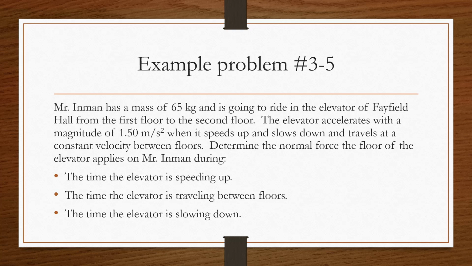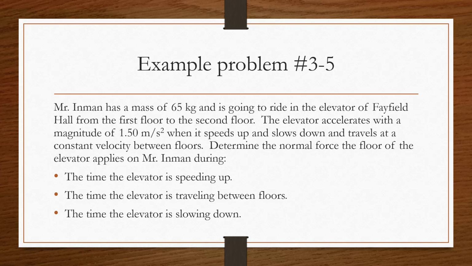and slows down. It starts at the bottom, at rest, speeds up until it reaches whatever the constant velocity is that the elevator travels between the two floors, and then it slows down when it gets to the top. The acceleration of the elevator, both speeding up and slowing down, happens to be the same in the Fayfield Hall elevator. I want to determine the magnitude of the normal force that the floor of the elevator applies on me during 3 different time periods.